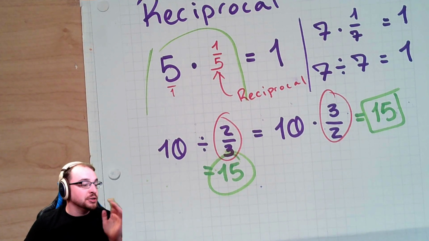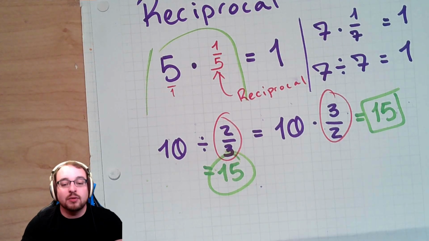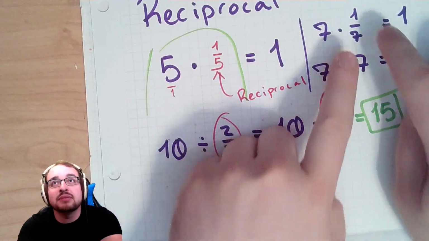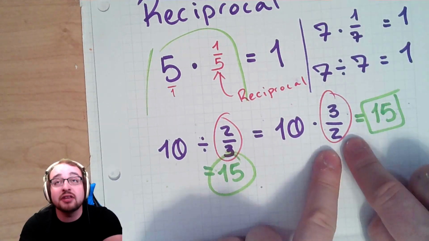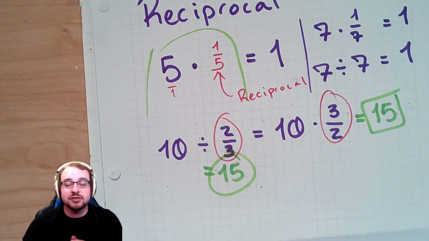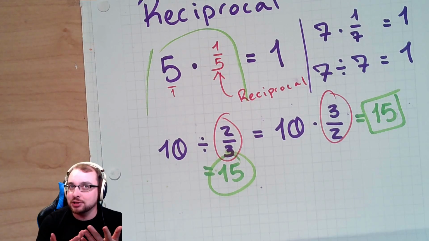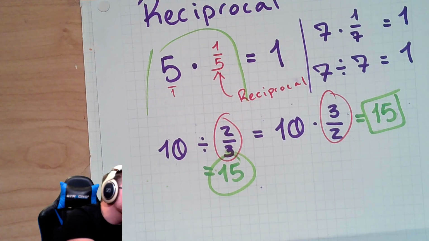So reciprocals are super powerful, and that's why. Timesing by a seventh is the same thing as dividing by 7. So timesing by 3/2 is the same thing as dividing by 2/3. And it's often easier to think of multiplication than it is division.